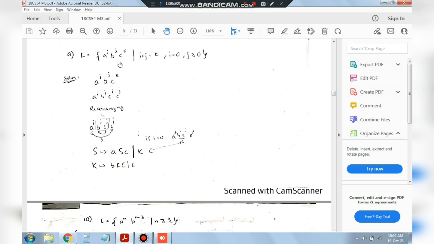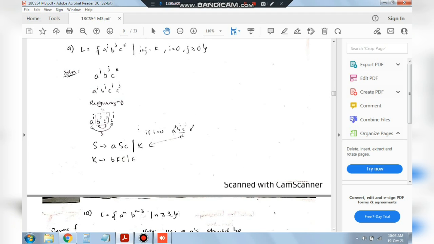As c power k can be written as c power i and c power j, a and c can be taken together, and b and c can be taken together. So when we write it in this way, if we want to generate a string which will have an equal number of a and b, we write S goes to aSb, like in the previous one, a power n and b power n. So here we have a and c, so we'll have aSc.